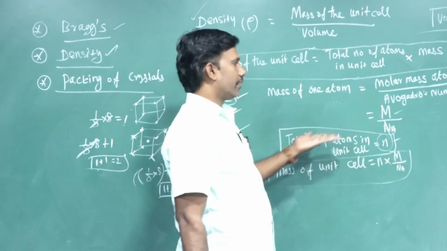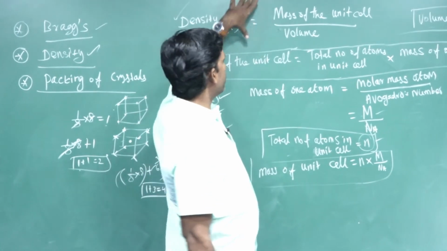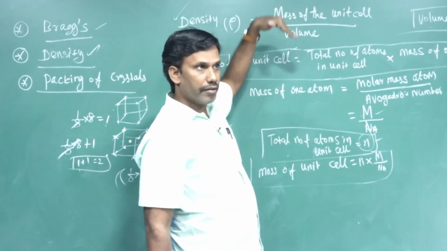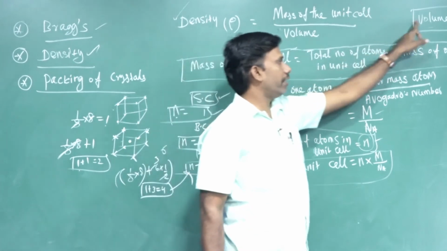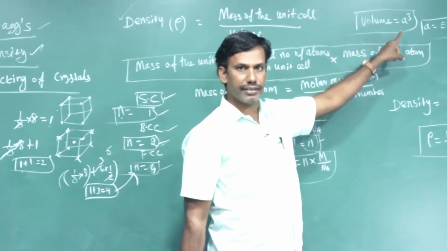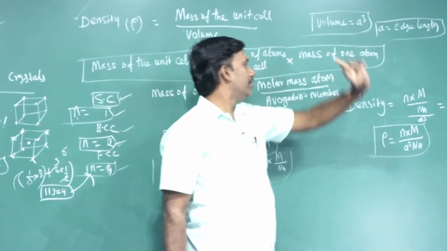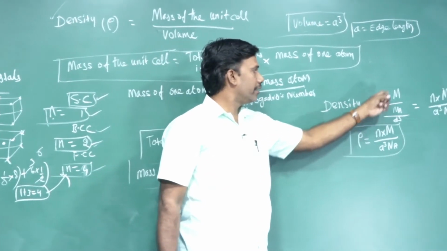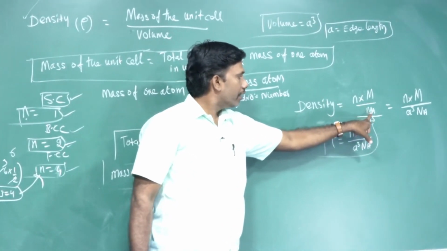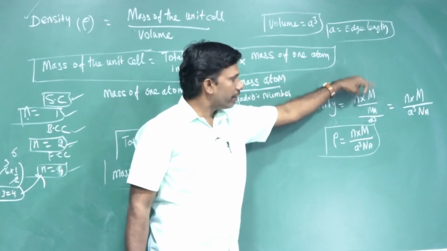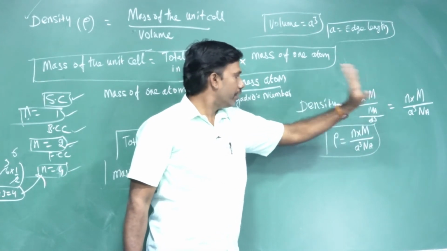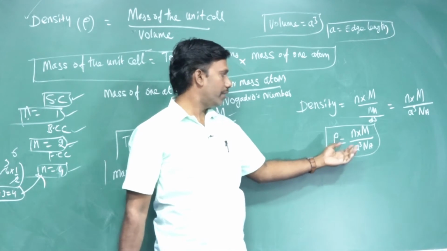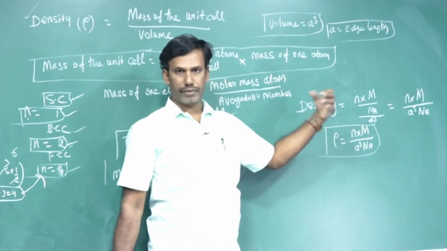Okay. Now let us move on to the density. Density is nothing but the mass of the unit cell by volume. Volume equals a cube, where a is nothing but the edge length. So density equals n into M by Na by a cube. So rho equals n into M by a cube into Na. You can have a formula like this.